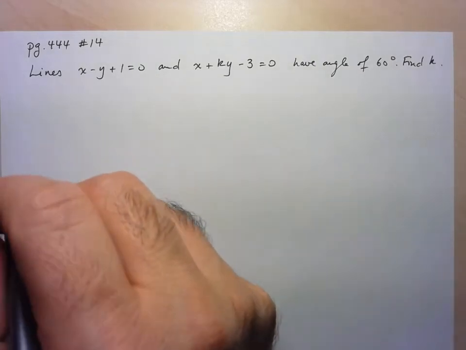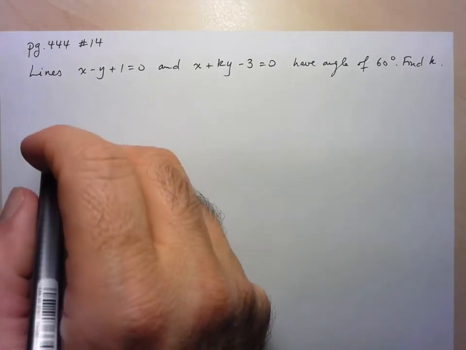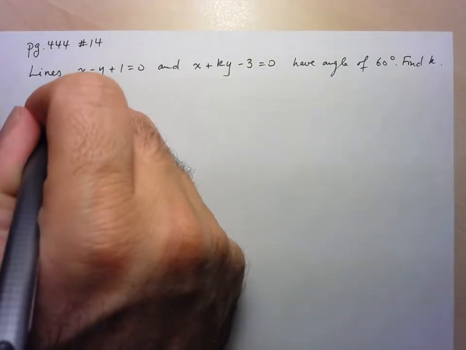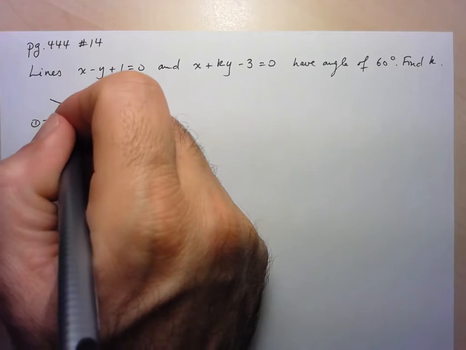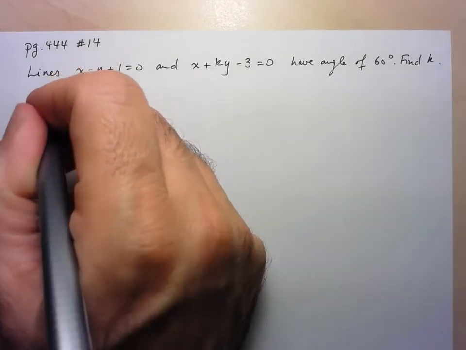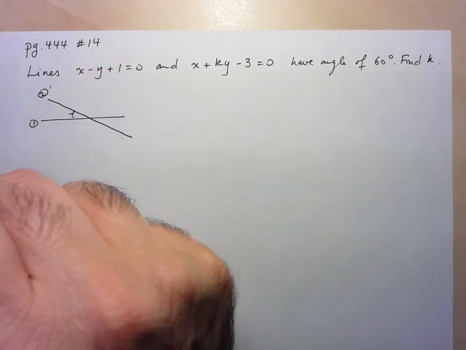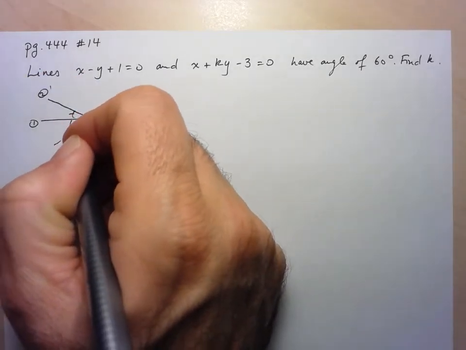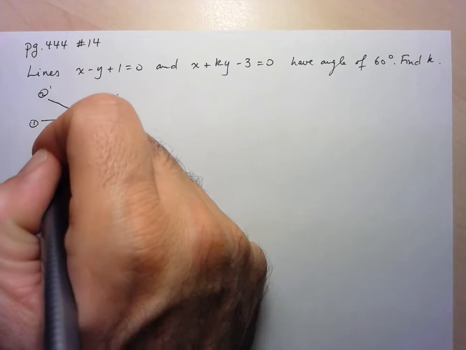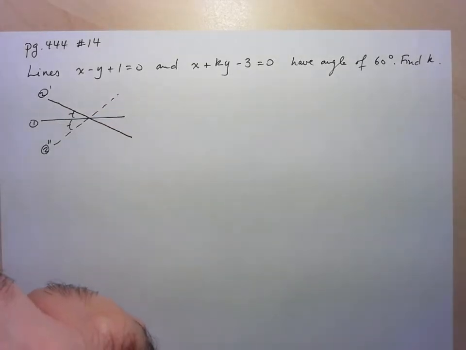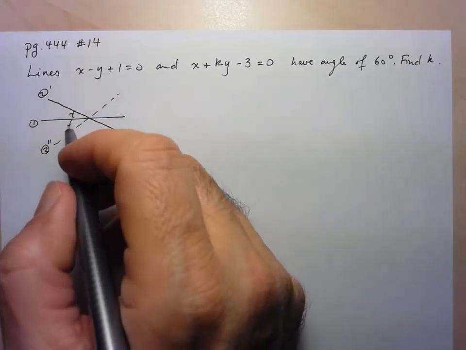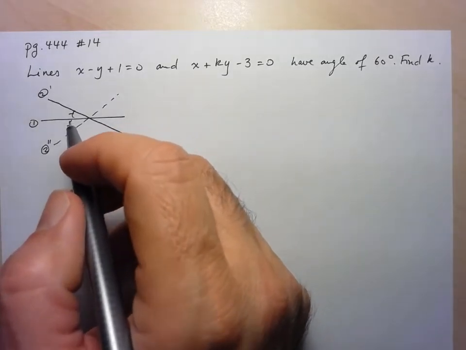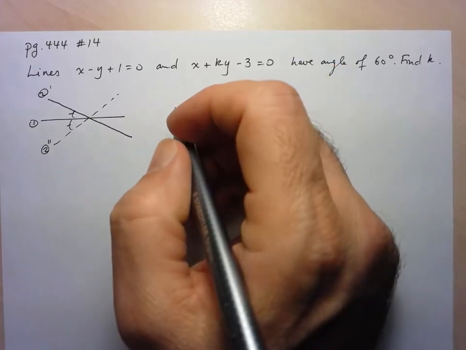Okay, so if you just think about this geometrically, let's say this is one of the lines. You have this line here which has an angle of 60 degrees. But you can also draw this line here, which also has an angle of 60 degrees. The reason I'm thinking about this is I wouldn't be surprised if this ends up giving me two solutions. So let's go ahead and solve this problem.